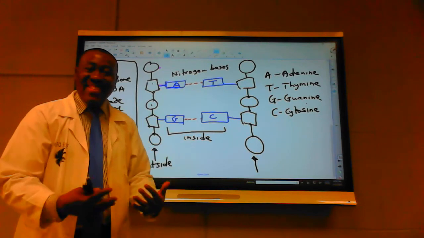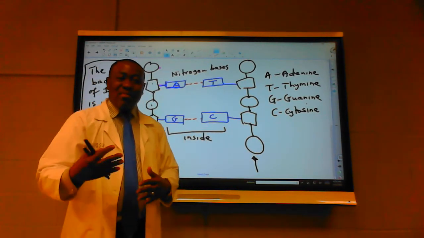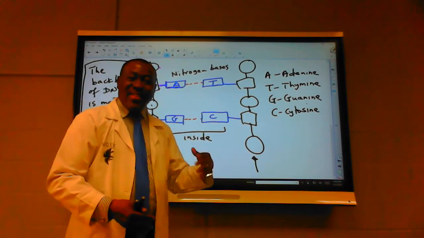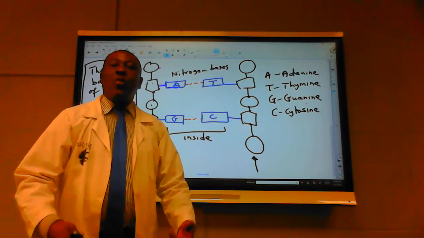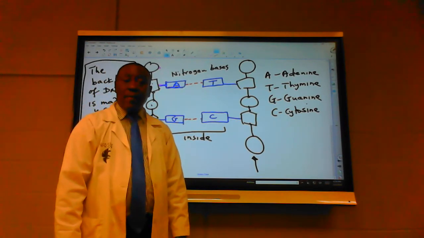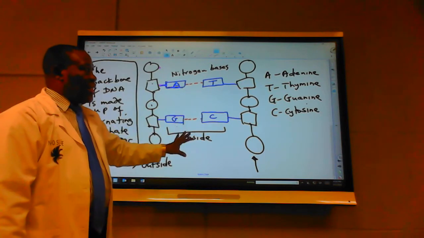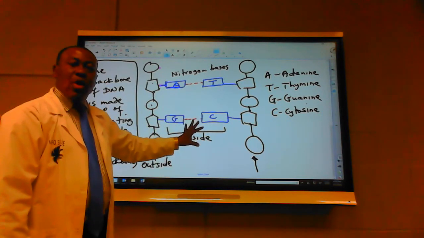They always marry together. Who's A always married to? T. Who's G always married to? C. Who's A always married to? T. Who's G always married to? C. Exactly right. They are couples for life. You got me? All right. So what you see here is the structure of a DNA molecule.